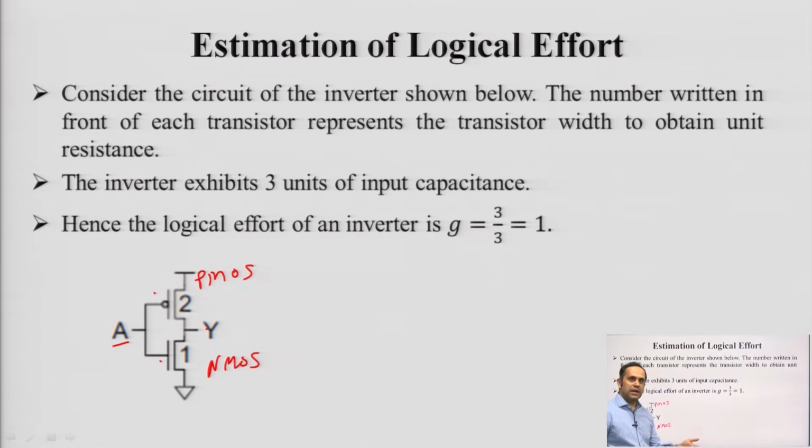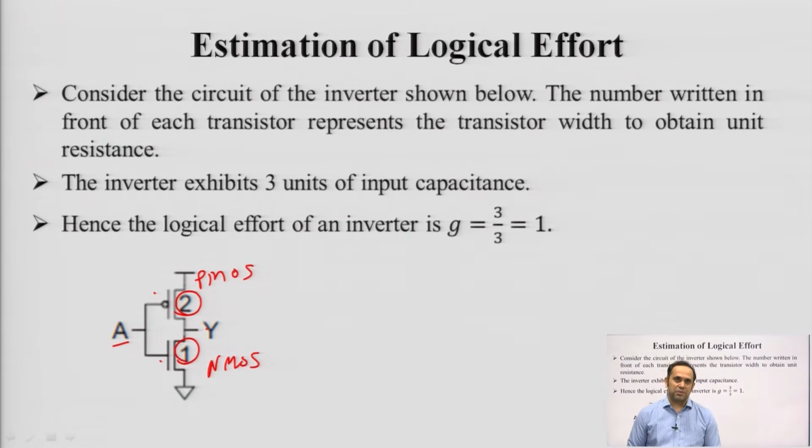When A goes high, your NMOS transistor turns on, because it turns on at high voltages, and that gives logic 0 at the output. When A goes low, a lower voltage logic 0, the PMOS transistor gets connected, gets pulled up to the power supply and gives you logic 1 at the output. This is how a basic inverter works. Now, if I want to calculate the input capacitance, you can see the numbers here: I have written 2 here and 1 here. These numbers are written to realize what is known as the unit transistor.